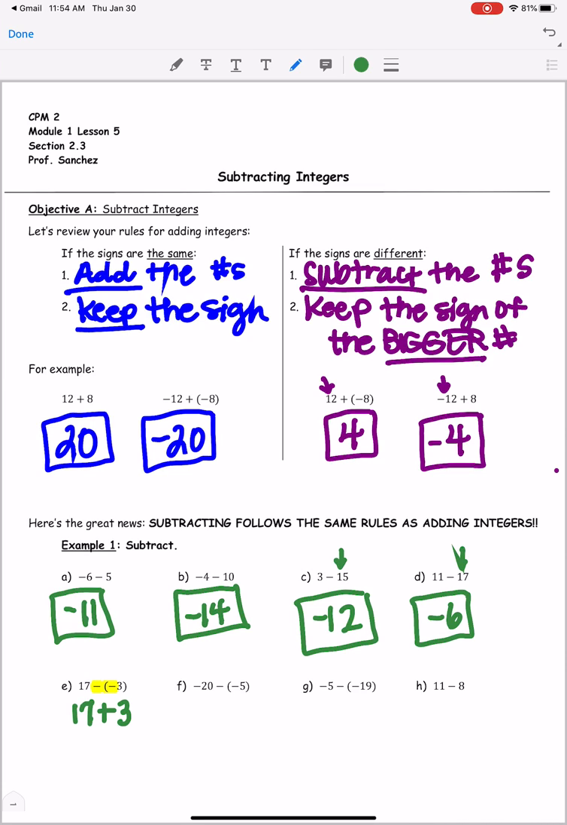That double negative turns into a plus. So now that I have cleaned this up some, go back to our rules. Do we have the same sign or different signs? We have the same. So 17 plus 3. We've been doing this for forever now, right? That's just regular 17 plus a regular 3. It's going to give me 20.